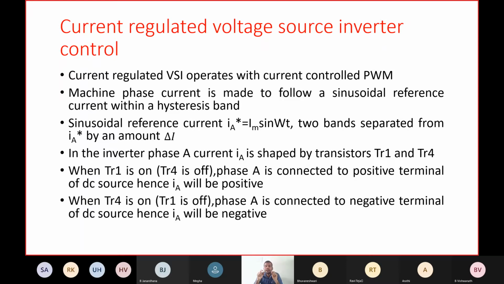Just now I am considering IA star, one phase. First I am going to consider one phase; similarly, it is applicable for the remaining two phases also. So this IA star is equal to Im sin omega t. This separates the two bands, upper band and lower band. The hysteresis curve is made up of two bands, one is the upper band and the other is the lower band. The upper band and lower band are differentiated by delta I. So this IA star current is flowing through the delta I band.